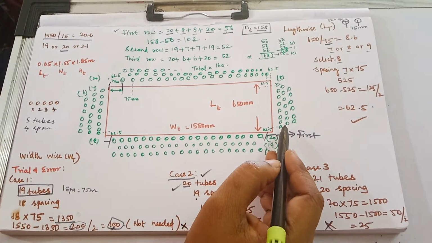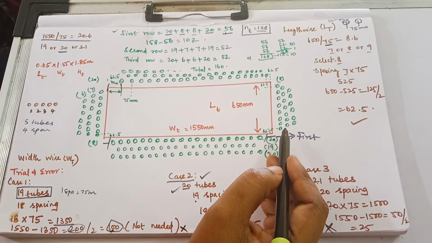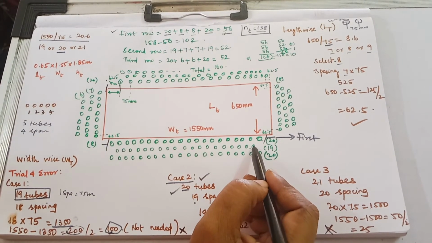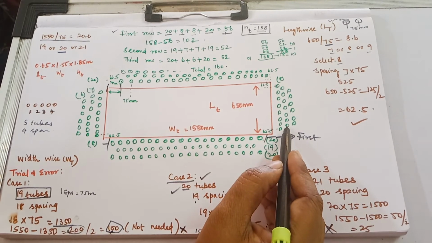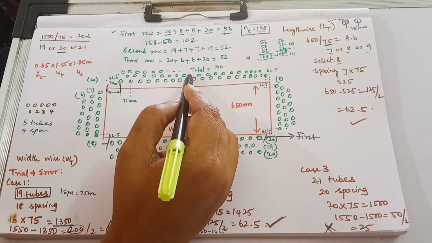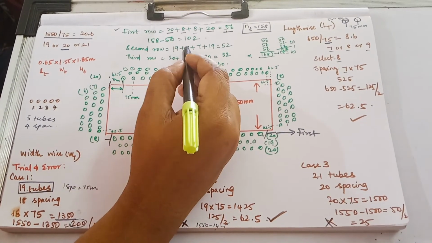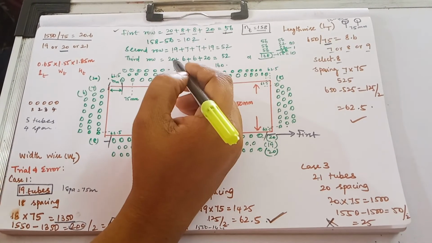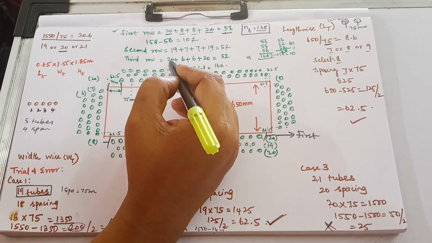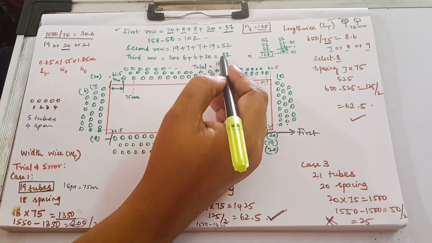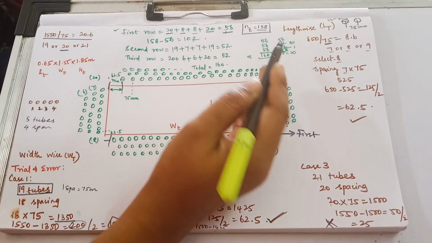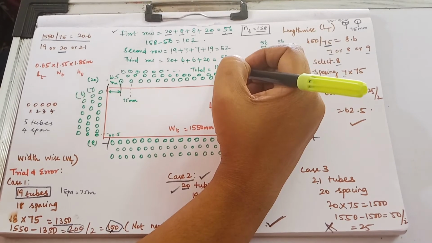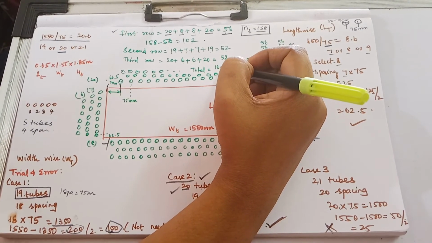If you are going for the second row, I am reducing the values randomly. Here I am keeping 19, not 20. I am keeping 19 here, and here it is 7, and here also 19, and then 7. 19 plus 7 plus 7 plus 19 is again 52. For the third row, again I am using random values: 20 plus 6 plus 6 plus 20 is 52. So totally it gives 160. Normally the number of tubes is 158, but here I am selecting 160, so it is also an allowable value.